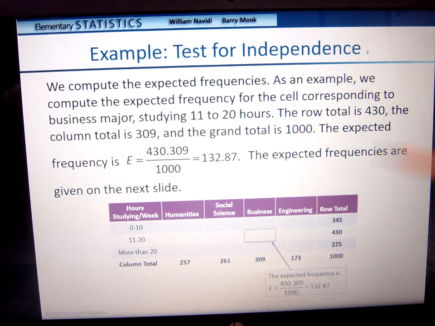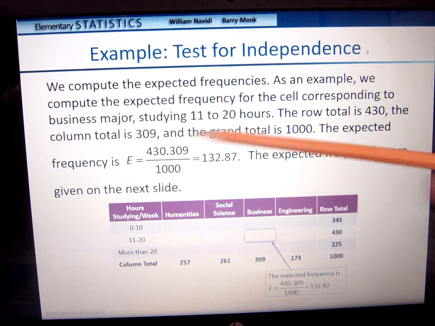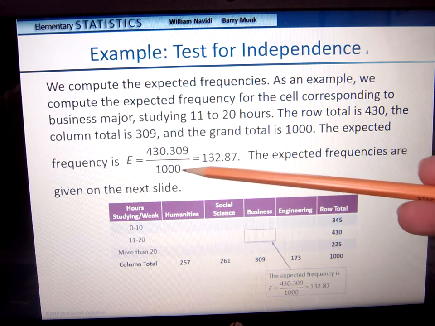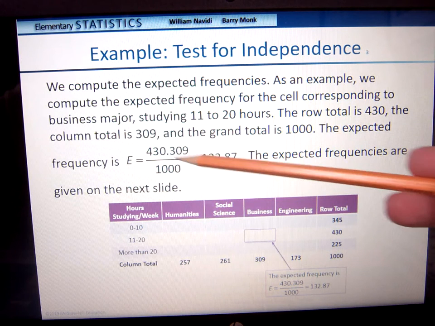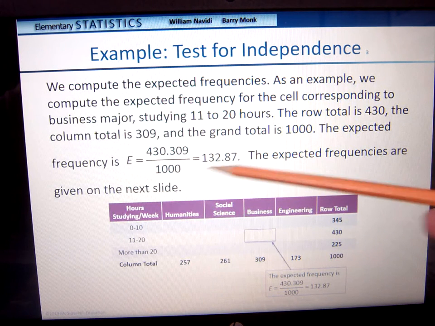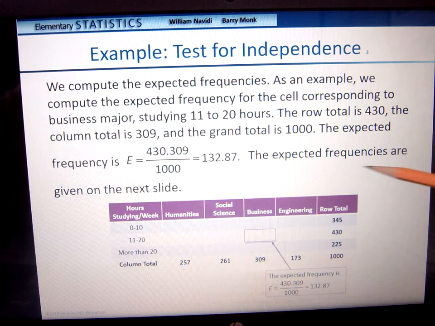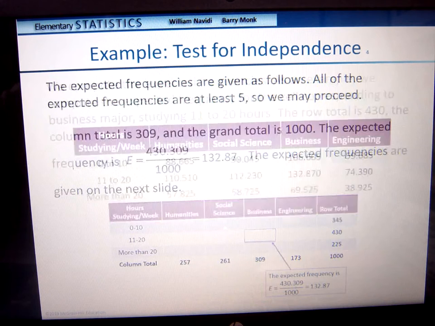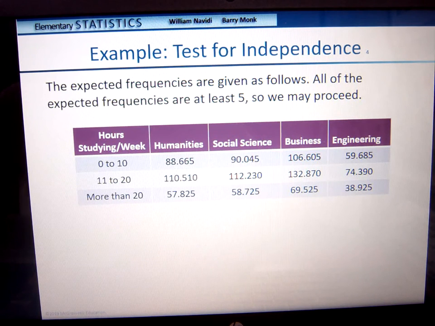The row total is 430. The column total is 309. So we're going to take those two, multiply them together, divide by 1,000, and the expected frequency is given right here, 132.87. So when we do that with each one, we will get the following expected frequencies.